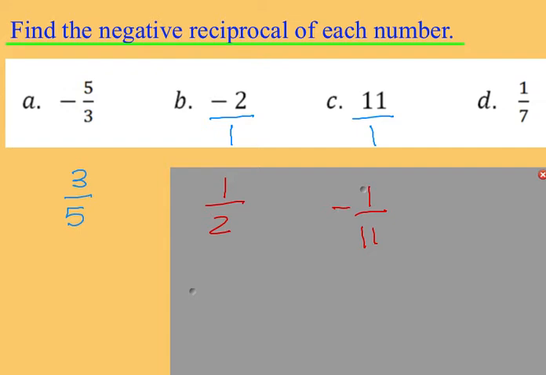And then finally over here on D, I have positive 1/7. So I know that its negative reciprocal is going to be negative then. And then when I flip over 1/7, it becomes 7/1, which I can actually just write as 7.